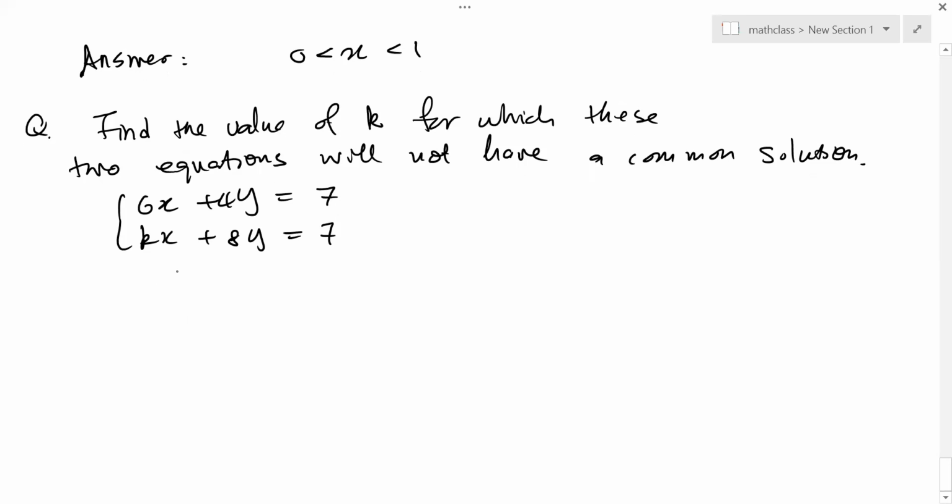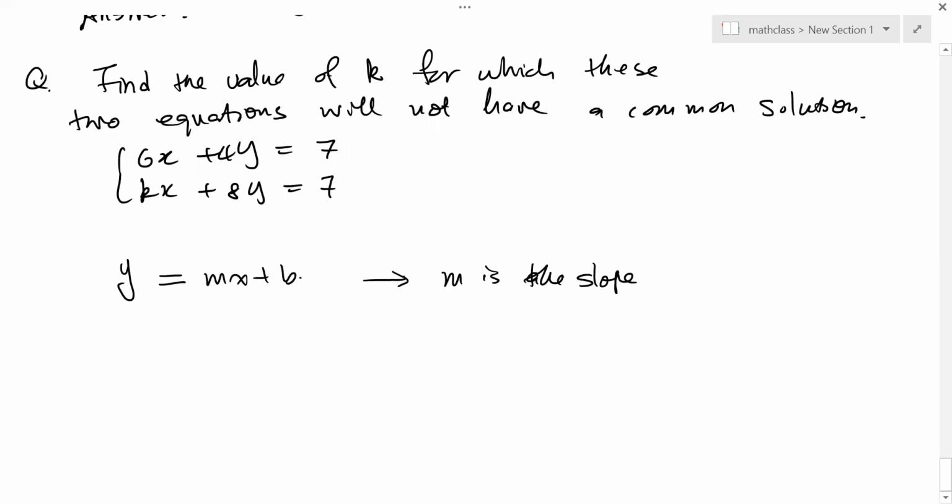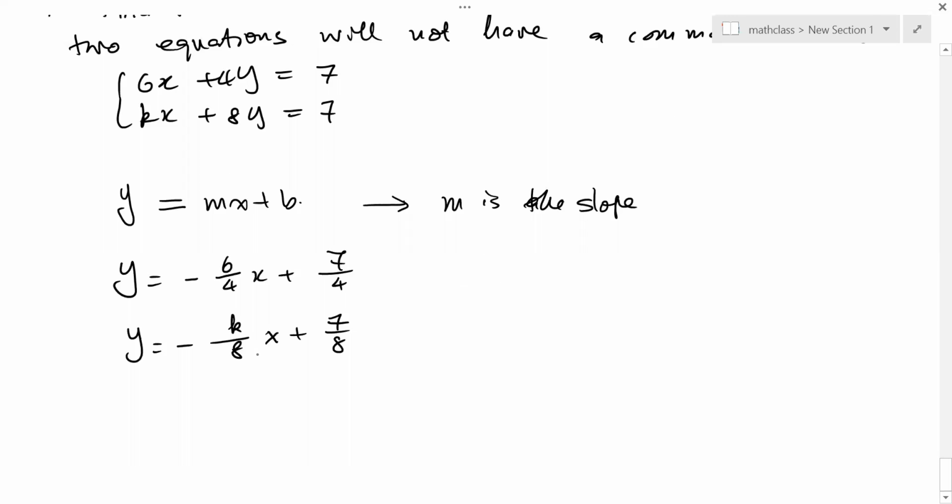If you have an equation in the form y equals mx plus b, then m is the slope. So the first equation gives you y equals negative 6 over 4 x plus 7 over 4. The second equation gives you y equals negative k over 8 x plus 7 over 8. Now those are the two equations.